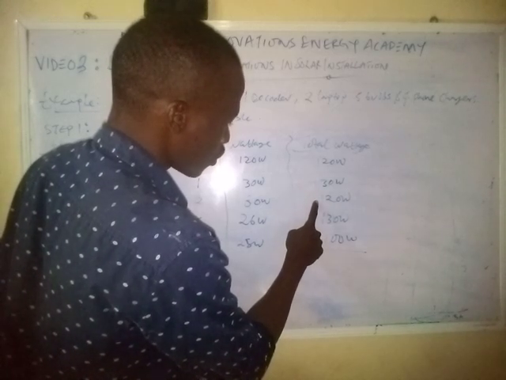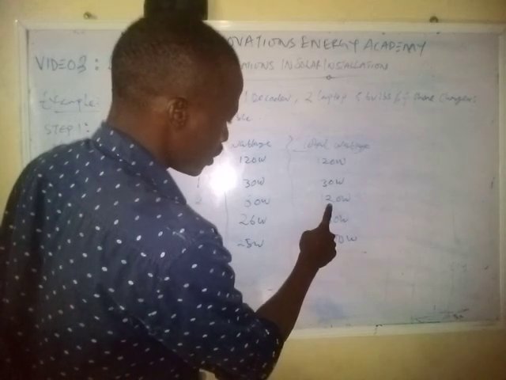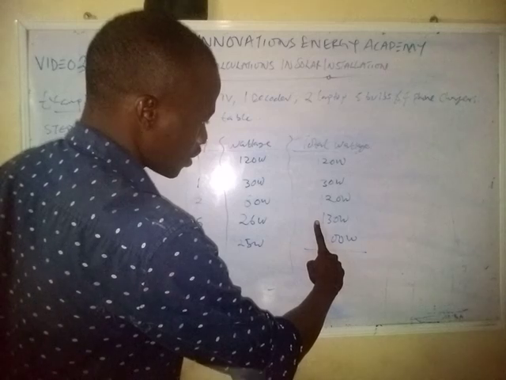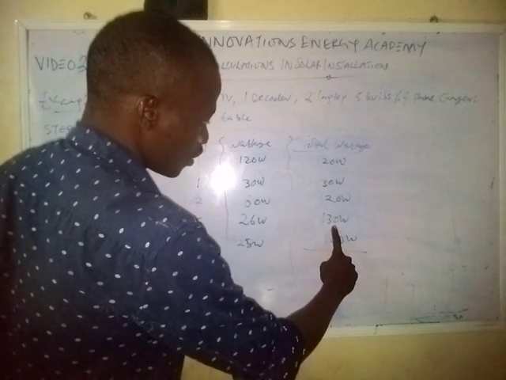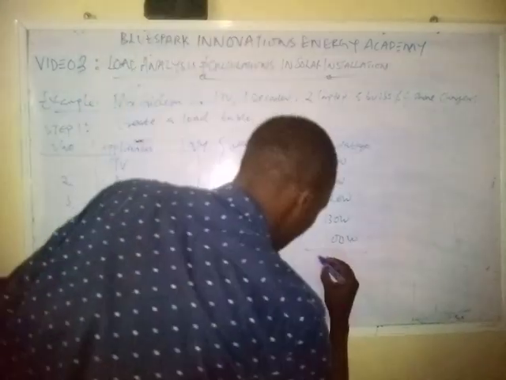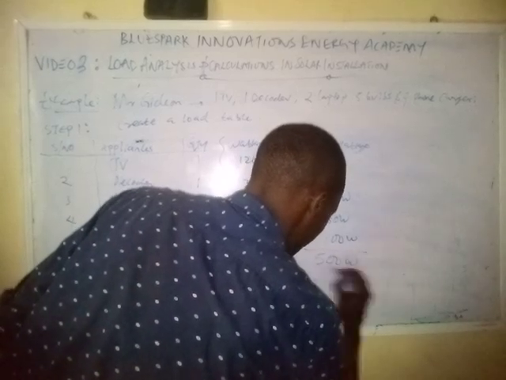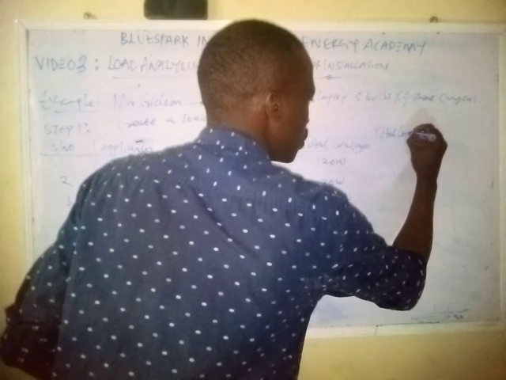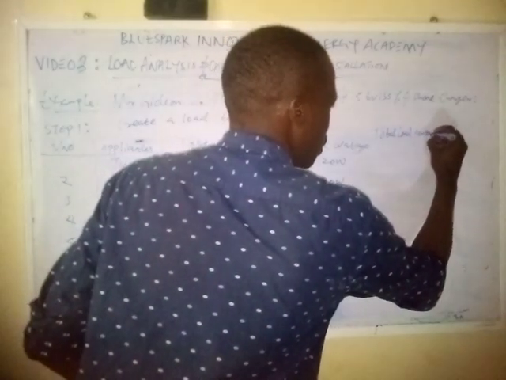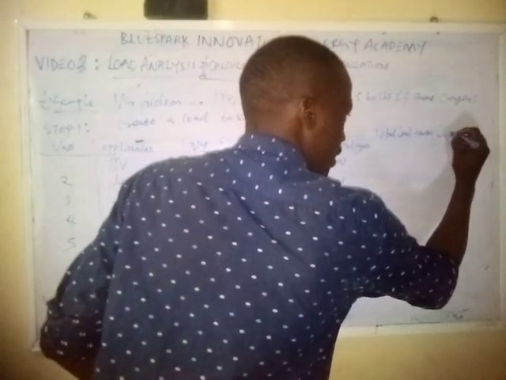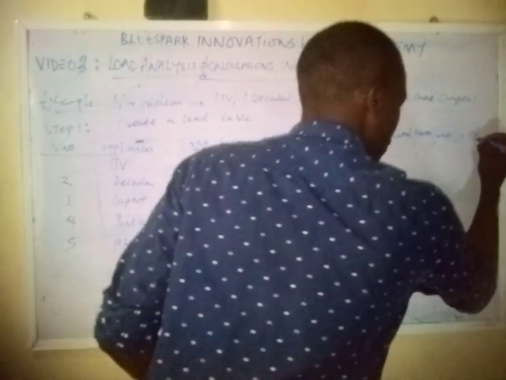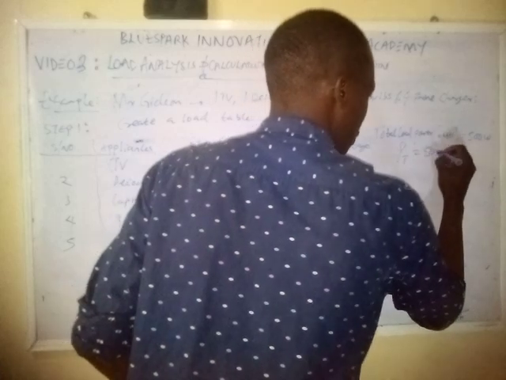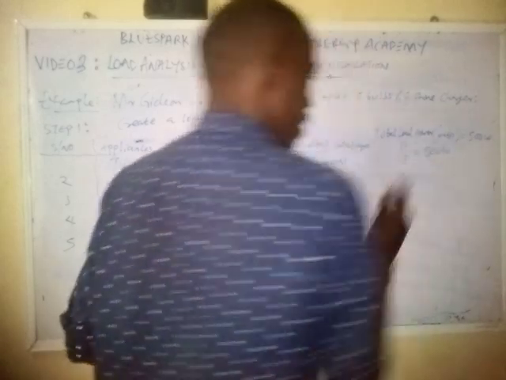150 plus 100, 250 plus 20, that's 270. 270 plus 100, 370 plus 30, 400 plus 100, everything gives us 500 watts. So now the total watts, the total load power, and the unit of power is watts, is what? 500 watts. So let PT be what? 500 watts. That is total power.